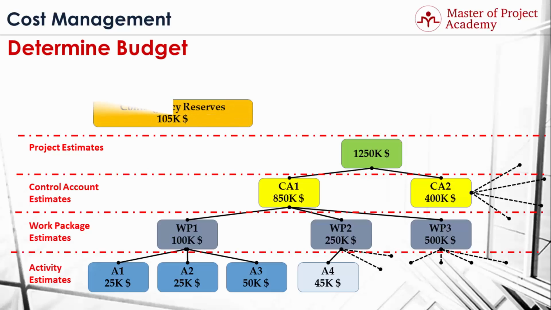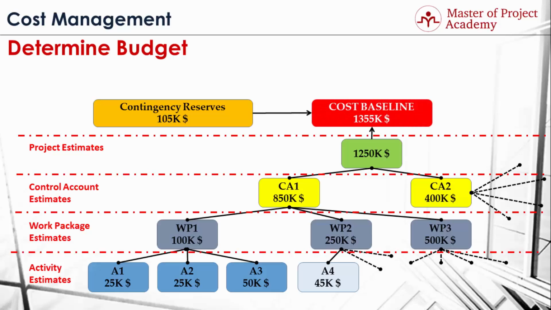Therefore, contingency reserves must be added on top of project estimates to find the total cost baseline. In this example, contingency reserves for the identified risks in the project is $105,000. And when this is added on top of the project estimates, cost baseline is found at $1,355,000. Cost baseline is under the management of project team, and this is the planned amount of money that will be spent to complete the agreed project scope.